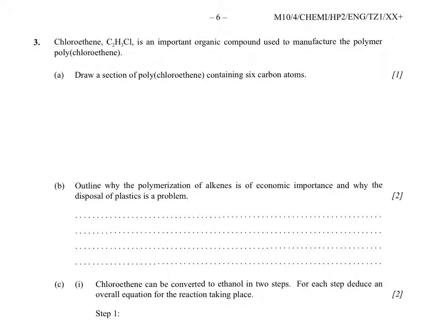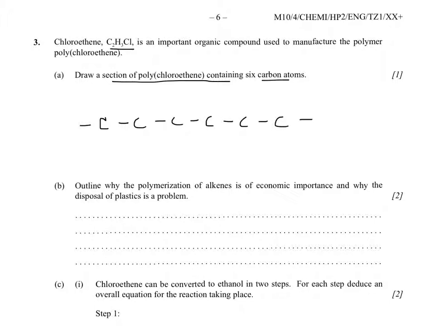Okay, we're going to be looking at May 2010, paper 2, problem 3. Zone 1. All right, so the first question asks us about chloroethene, C2H3Cl. It's an important organic compound, and it asks us to draw a section containing at least 6 carbon atoms. So you know you're going to have 6 carbon atoms.